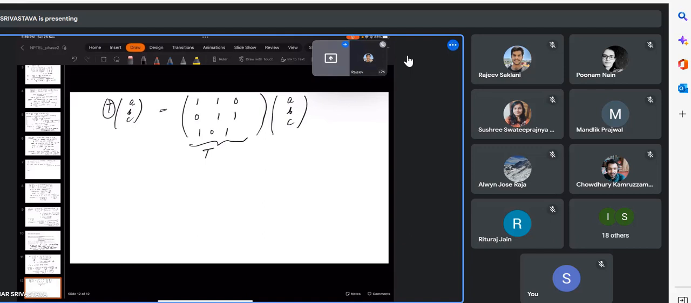And now they have asked to find the T inverse. So T inverse is nothing but the adjoint of T divided by the determinant of T. So the adjoint of T is nothing but, I hope many of you must be knowing how to find this.